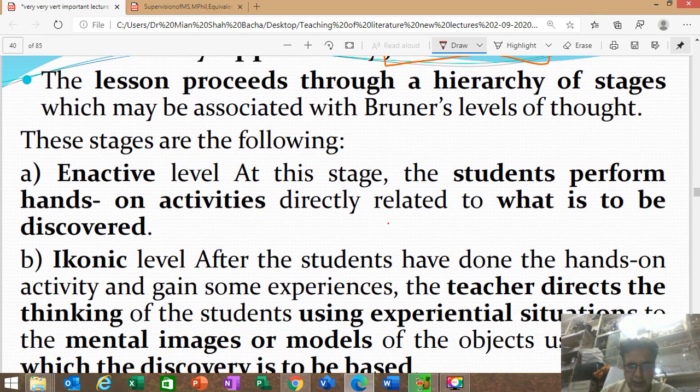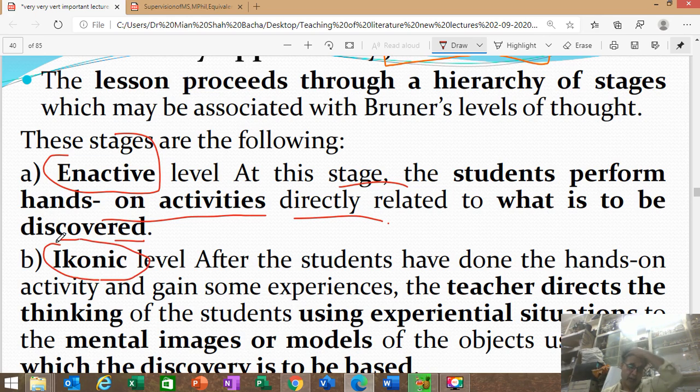So the stages are the following: the enactive level. At this stage, the students perform hands-on activities directly related to what is to be discovered. Then the iconic level. Sorry, I said inactive, but it's the enactive level, and then the iconic level.